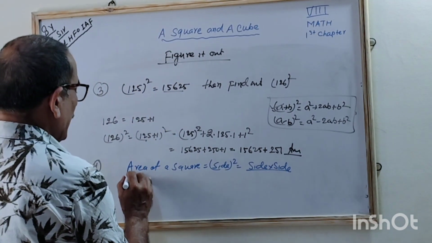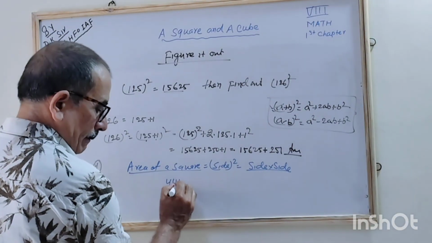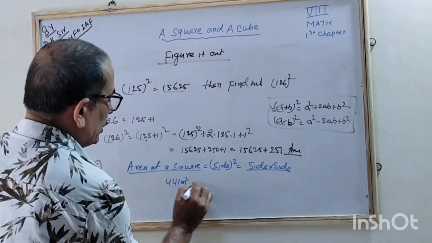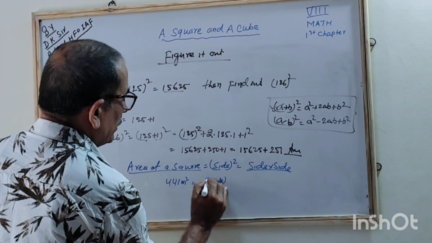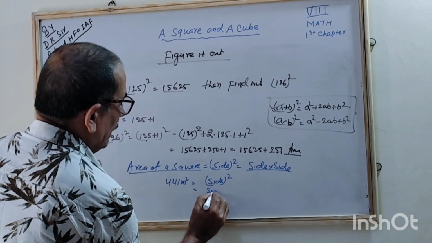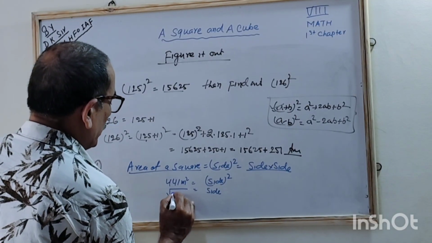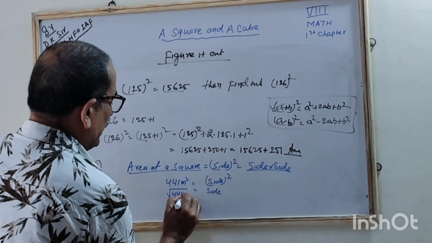And they have given the area. How much have they given? The area is 441 meter square, which is equal to side square. Correct? Then the side will be... what will be the side? So this will come here. Then it becomes the square root of 441 meter square.